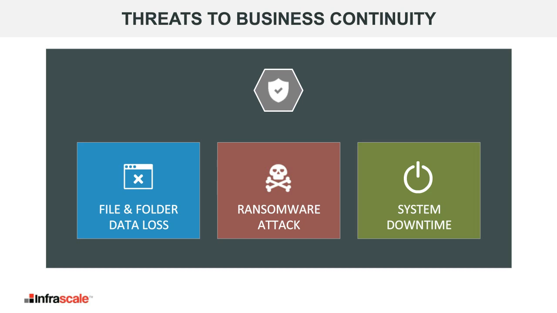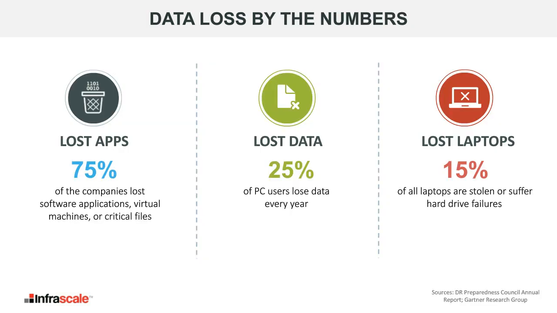So we're going to look at both the micro and macro disasters, right? The file and folder data loss all the way up to the natural disasters, the hurricanes, tornadoes, and floods, those macro style disasters that essentially put an entire business out of commission. So first, let's look at a few of the numbers here.